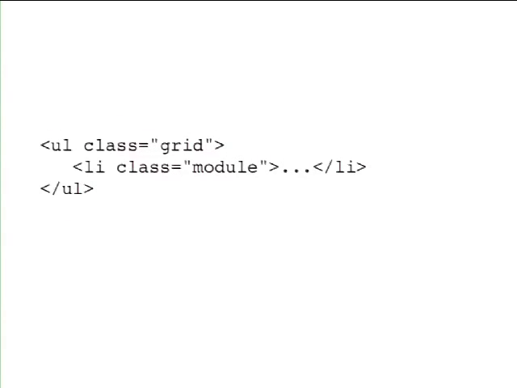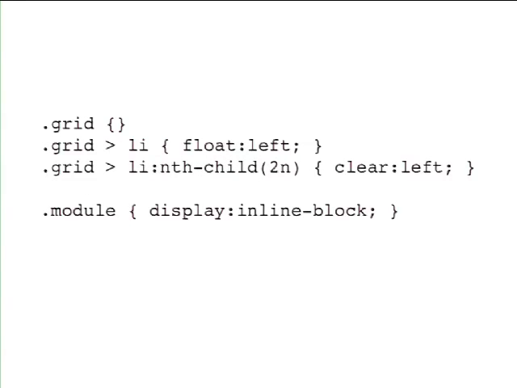Now, here's a more subtle one. Where we have a grid, but in this case, I don't have a column class. So it looks like, okay, I'm just going to apply the module class to this list item, and this makes sense to me. But that list item is still serving a particular purpose in the context of this unordered list. If we look at the CSS, very similar to what we had before, the list item is serving the purpose of that column.